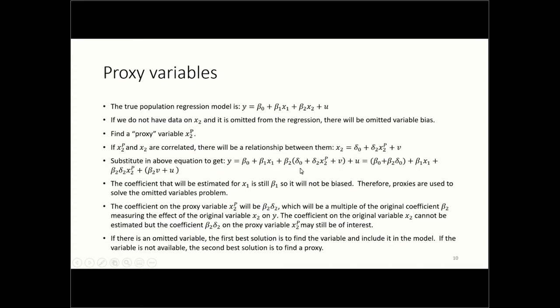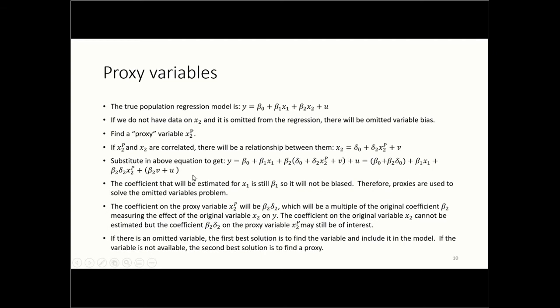So x2 is substituted here, and then I can open the parentheses and collect the coefficients, and this is what we see. So we would see this composite intercept, then we would have the coefficient on x1 and then the coefficient on x2p here. So the most important thing that's happening here is that the coefficient on x1 is beta 1. So this is really great news because it means that the coefficient on x1 is beta 1 and it will not be biased. So proxy variables are actually used to solve the omitted variable bias problem because now this coefficient here will not be biased.